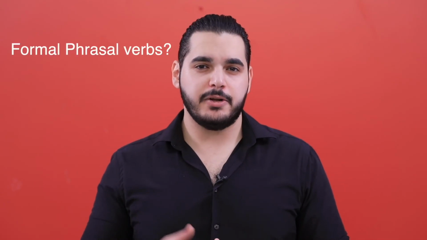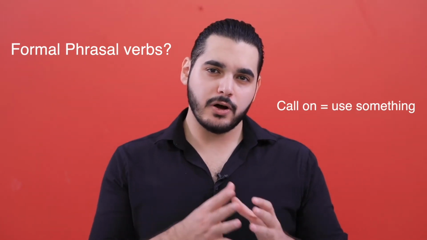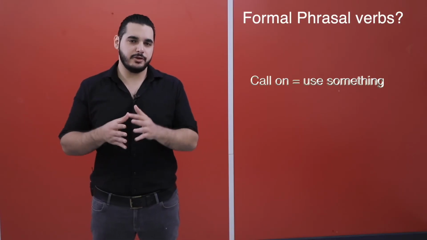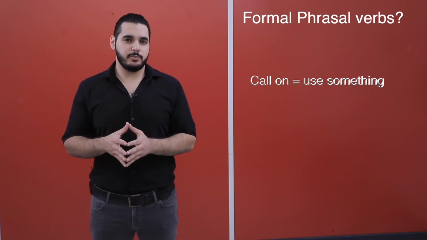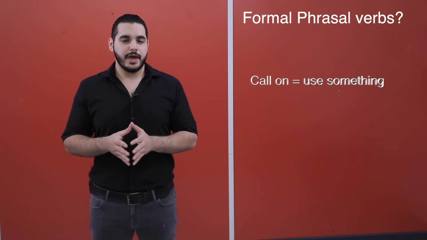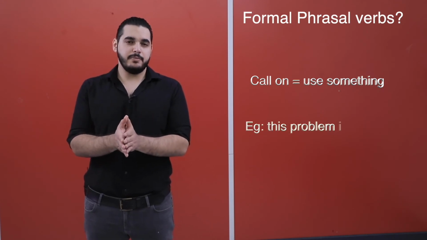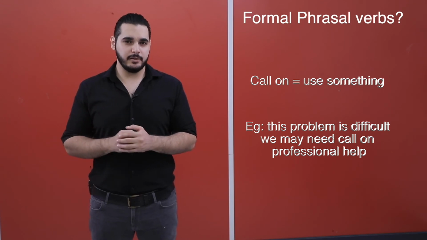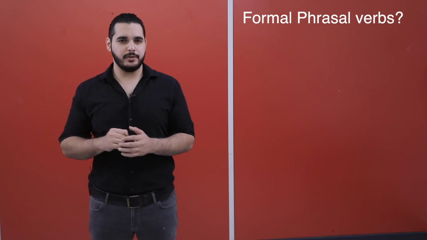Formal phrasal verb number 3 is call on. To call on something means to use something, like you need help, for example, so you use help. Let's say that you are facing a difficult technical problem regarding IT, for example, and you need some help. So you may say something like this. This problem is difficult. We may need to call on professional help. Call on professional help means to use professional help.